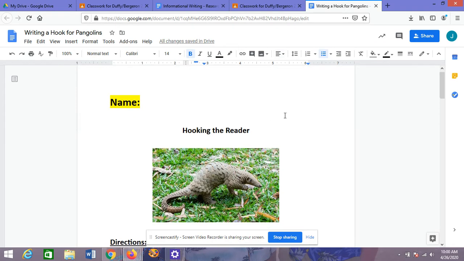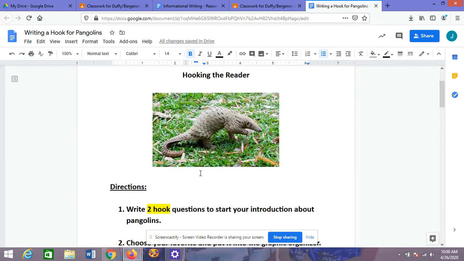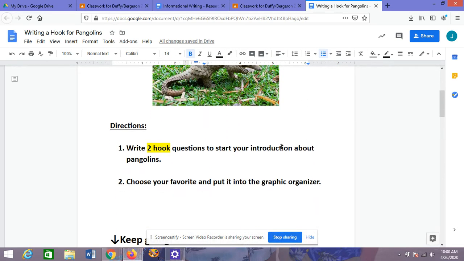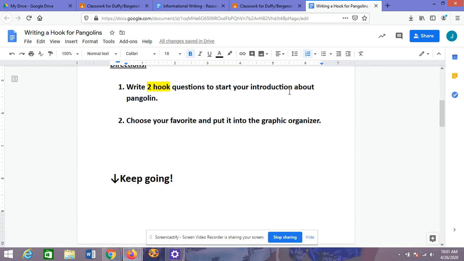So your work today will look like this. We're going back to our friend the pangolin, just because we already all know about him. I didn't want everyone to have to research a whole new topic. So the main topic again will be our pangolin. And here are your directions. You're going to write 2 hook questions to start your introduction about the pangolin, and then you're going to choose your favorite hook question and put it in the graphic organizer.